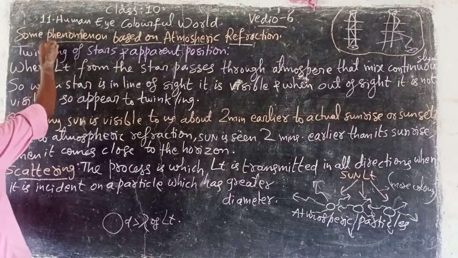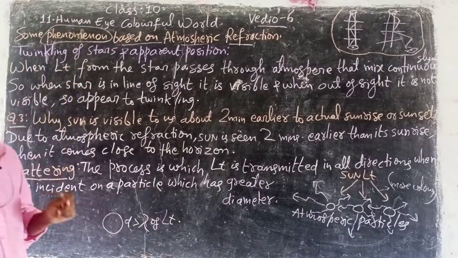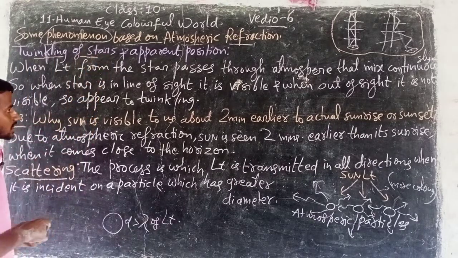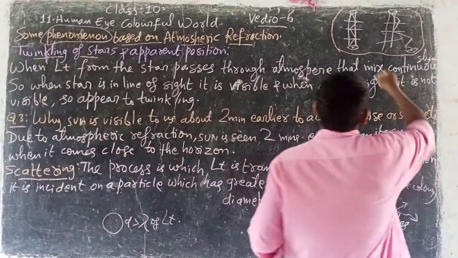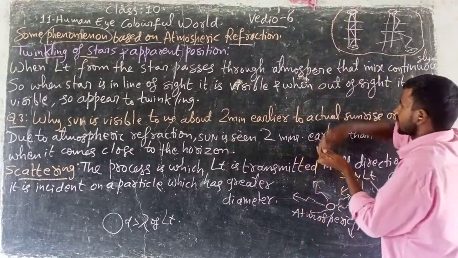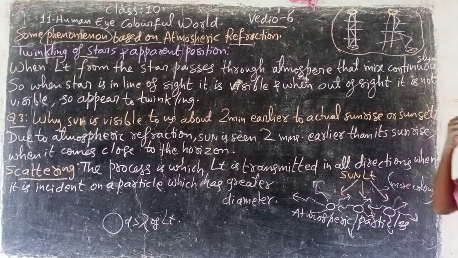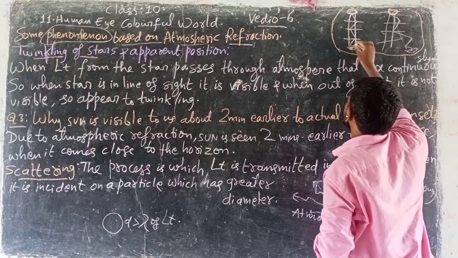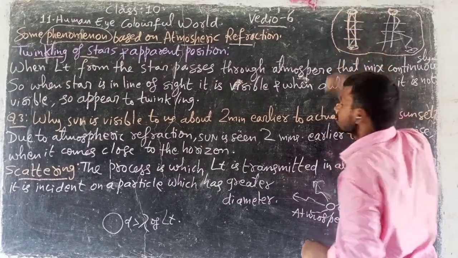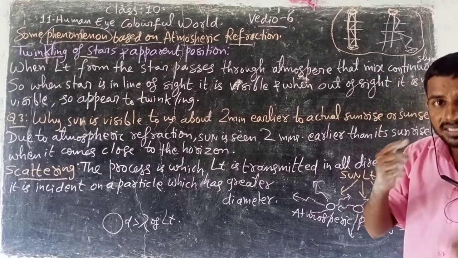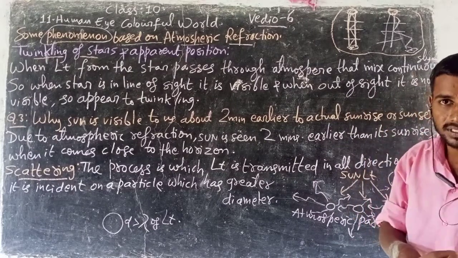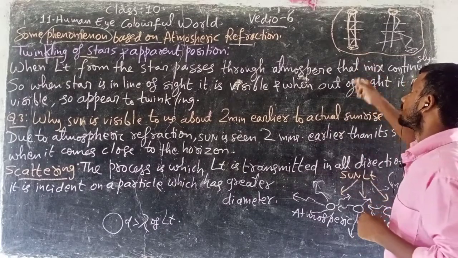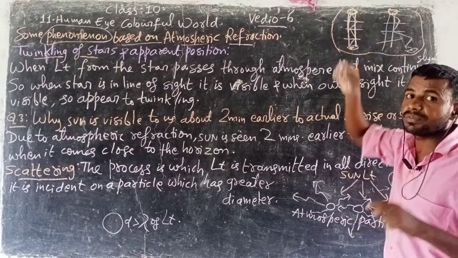Some phenomena means some types of changes. How? That is very clear. Look here. Twinkling of stars. How is it possible? For example, in the sky, stars are there. When we are looking along a line of sight, for example with my eye, this is the sight line, not a straight line. When we are looking along the line of sight, then our eye can capture its image clearly.